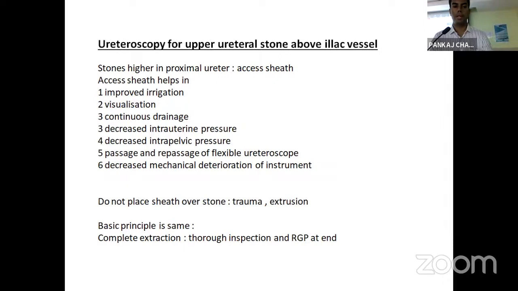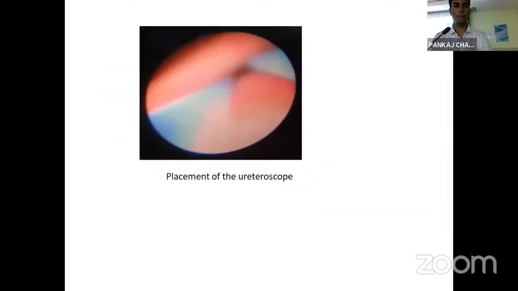passage and repassage of the flexible ureteroscope, and decreased mechanical deterioration of the instrument. The sheath should not be placed over the stone, which may lead to trauma and extrusion of the stone. The basic principle is the same. Complete extraction is done, thorough inspection is done after the extraction, and RGP is done at the end. Shown here is the placement of a ureteroscope.